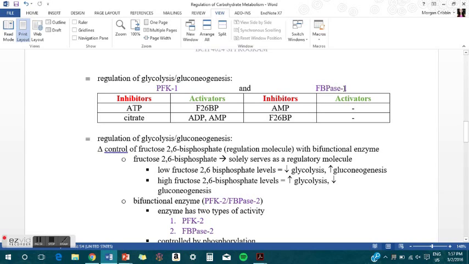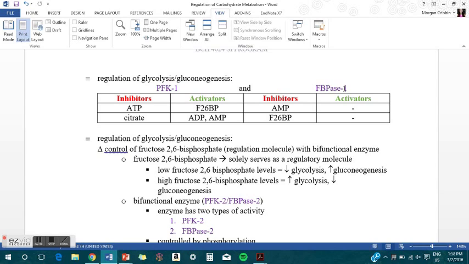So next we have some molecules that are in charge of regulating both glycolysis and gluconeogenesis. So we have two enzymes. We have PFK1, phosphofructokinase 1, which we've already learned about, and then we have FBPase1. So phosphofructokinase 1 we talked about before, but we have not talked about FBPase1 yet.